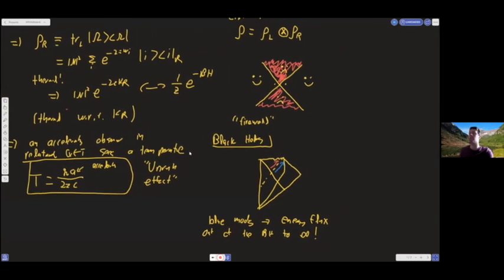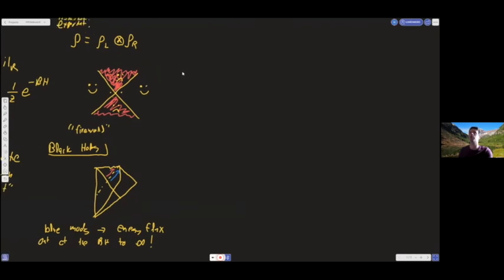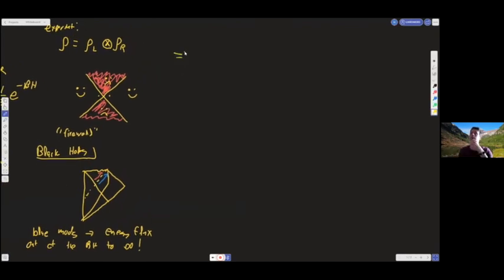But the result, which we already met last time, is that the temperature as seen by the asymptotic observer is just this one we wrote down last time. It's h bar c cubed over 8 pi G M.